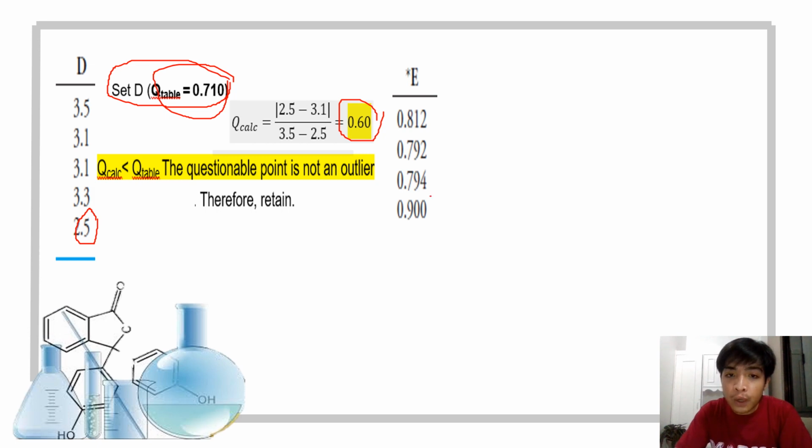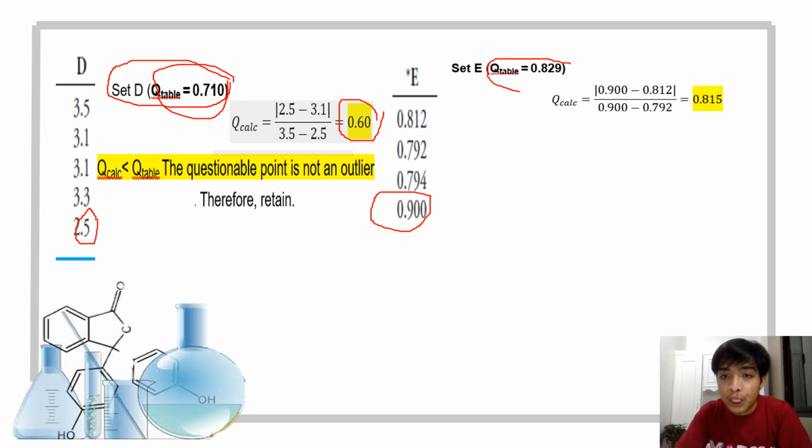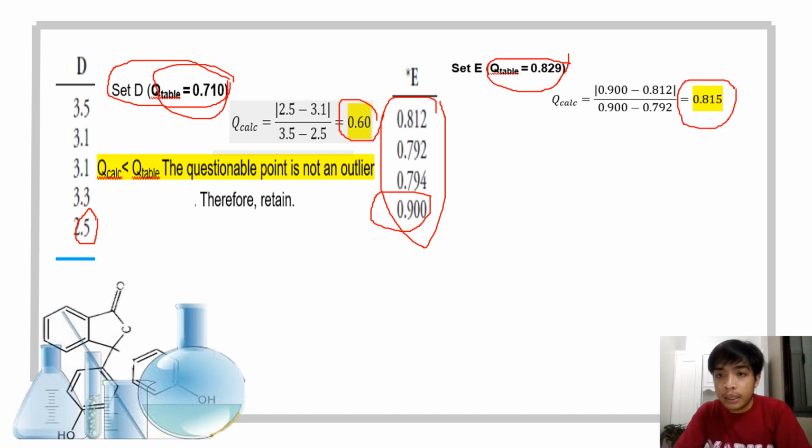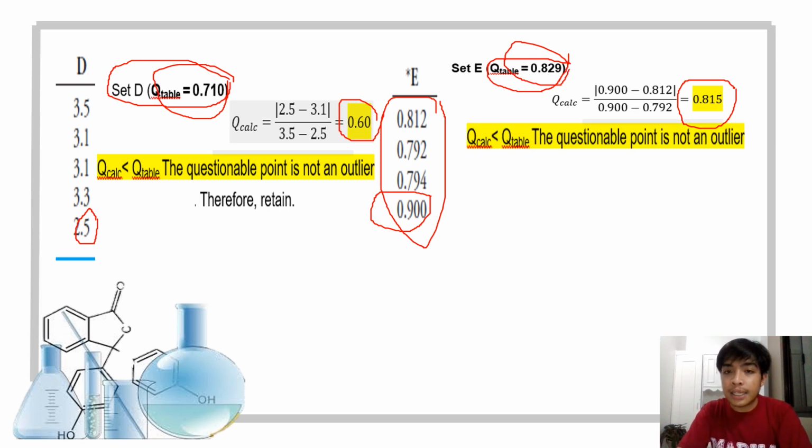For the set E, the questionable point is 0.900, and from the table we will obtain 0.829 as the Q table or the critical value since we only have 4 numbers of data in a set. And from the calculation, we will obtain 0.815 as the Q calculated, and since it is less than 0.829, therefore the Q calculated is less than Q table. The questionable point is again not an outlier, therefore we will keep or retain it.